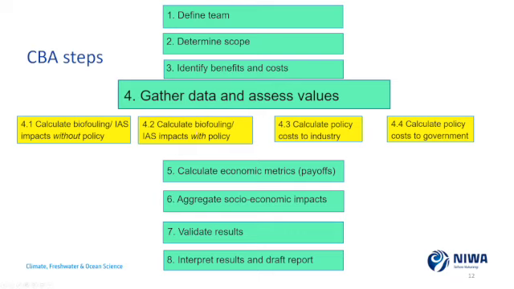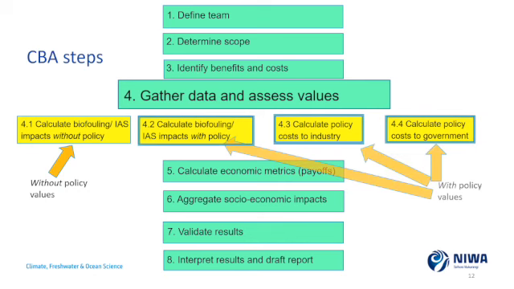And because having a policy incurs costs, what would be the costs of having that policy to industry and complying with the policy? And what would be the costs to government of enforcing it and actually generating the policy to begin with? So what's important here is that we are going to look for values, costs of biofouling and invasive aquatic species without policy, and the costs with a policy. So with a strategy and without a strategy.